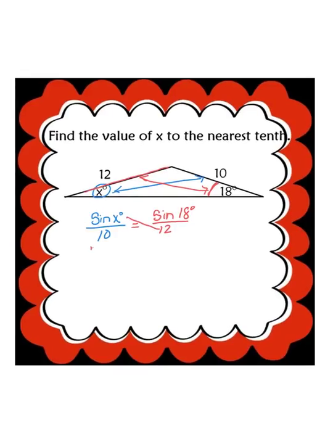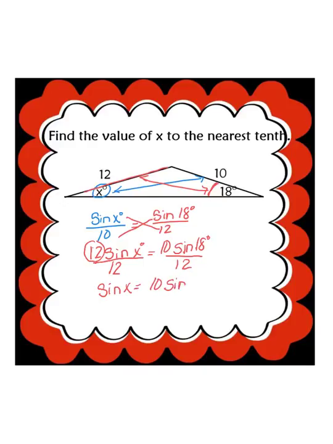So it would be 12 times the sine of x, and that's our degrees. Remember, we're finding that angle. And then the cross multiplication there would be 10 times the sine of 18-degree angle. Now I'm trying to get x by itself, so in front of it I have times 12. I need to get rid of that times 12, so I'm going to divide by 12. I now have the sine of x to equal 10 times the sine of 18 degrees, all divided by 12.